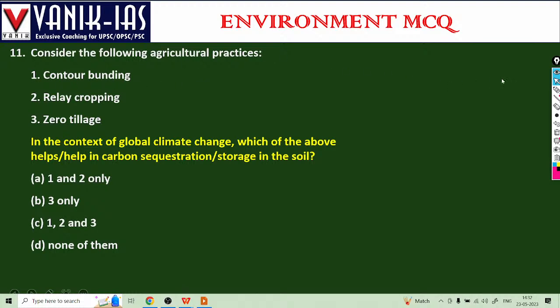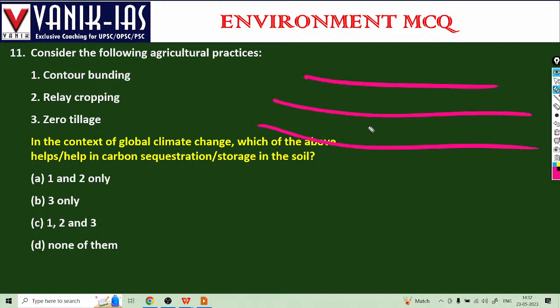Consider the following agriculture practices: contour bunding, relay cropping, zero tillage. In the context of global climate change, which would help in carbon sequestration or storage in the soil? Contour bunding, that means in the hilly areas, the agriculture practice is called contour bunding. Relay cropping means one crop is not finished, another crop will start.